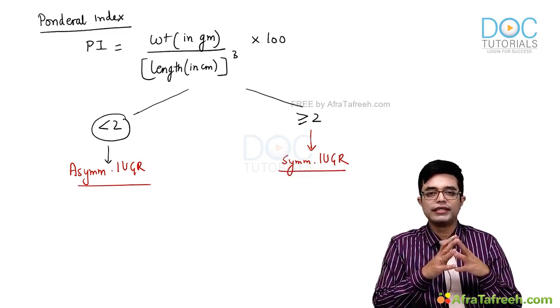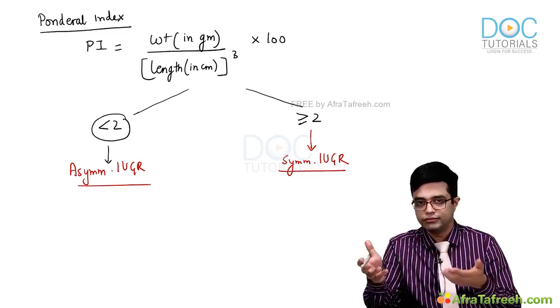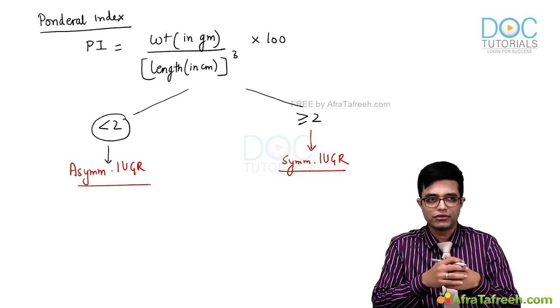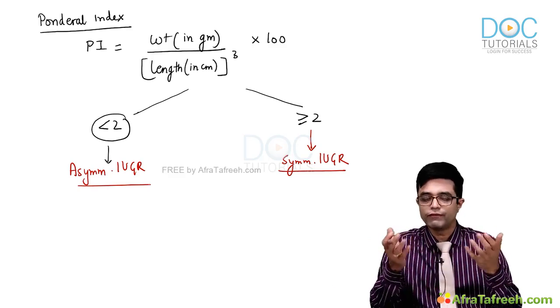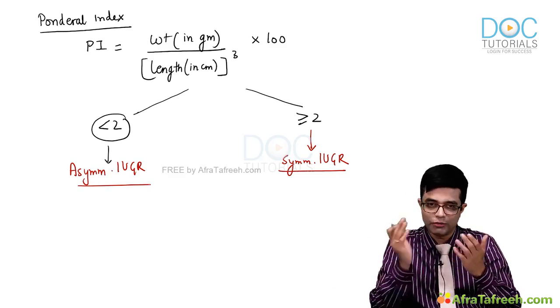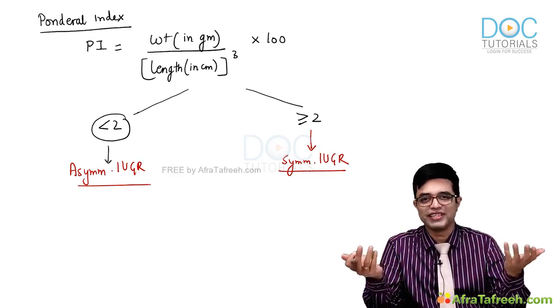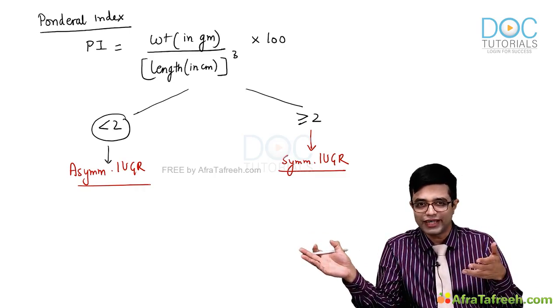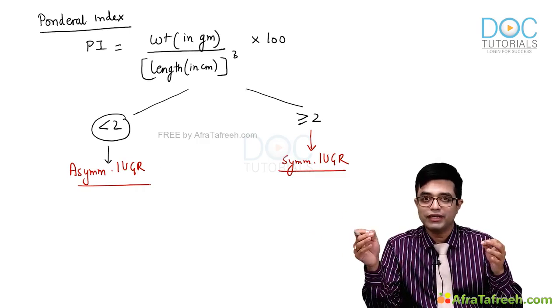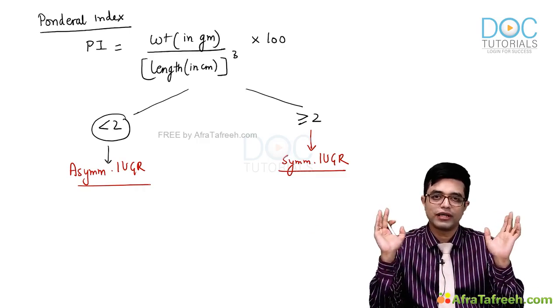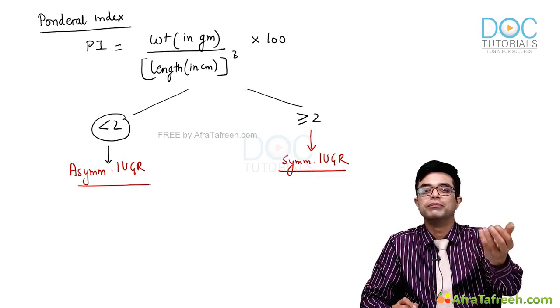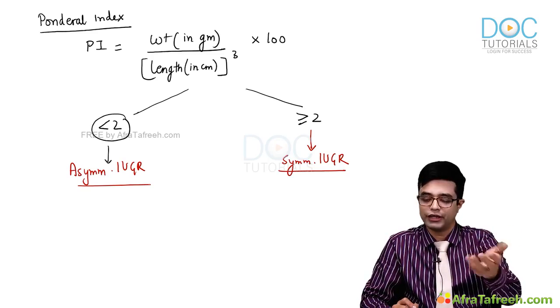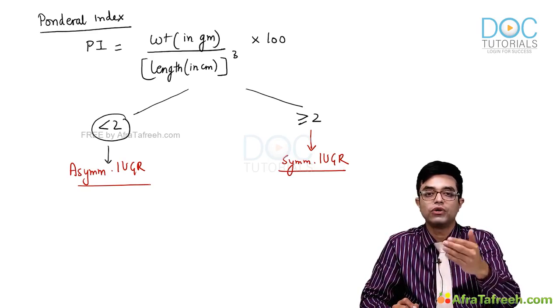Normally, ponderal index is not calculated in a non-IUGR baby, but suppose there is a normal baby and you want to calculate it. What value will you expect? A normal baby will be symmetrical for his age because he's normal, right? Although it is not done, if somebody asks you, ponderal index was done in a term normal baby, what value will you expect? You will find it to be equal to or greater than 2.